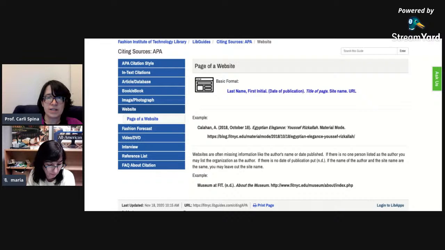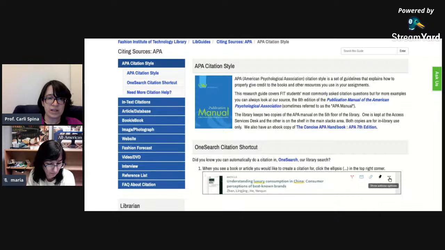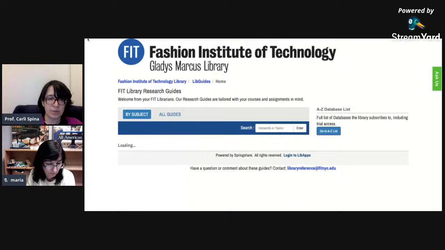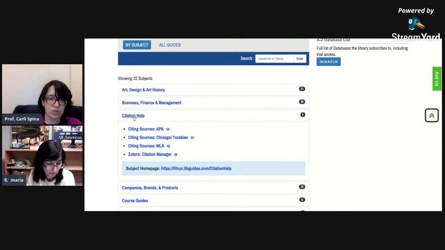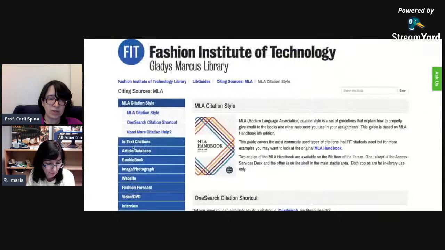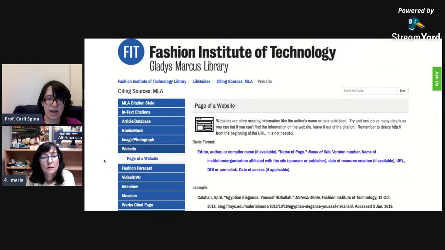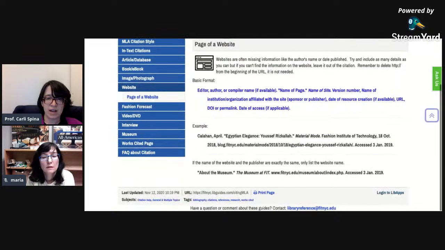If you were instead interested in MLA, you can click on MLA, and again in this left menu, it's going to have the basic format spelled out, and then it's going to give you some examples of that. So that's how you would figure out how to do basic website citations.